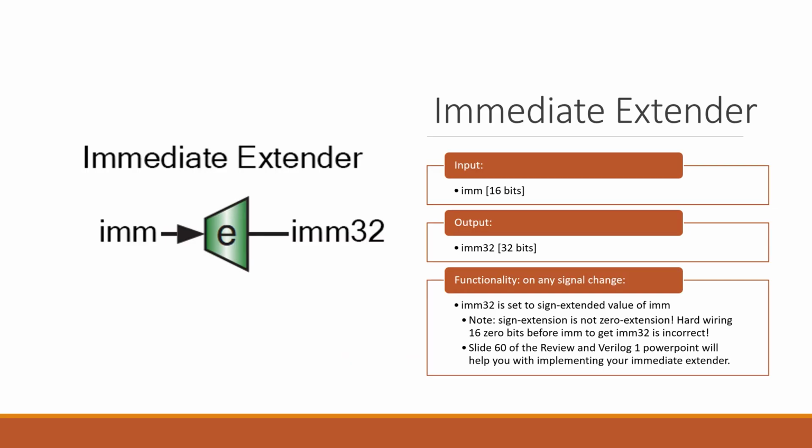Our next module will be our immediate extender. This will take an input of the 16-bit immediate from our instruction, and it'll output a 32-bit immediate, IMM32. The functionality of this module will be that on any signal change, IMM32 is set to the sign extended value of IMM. Note that sign extension is not 0 extension. Hardwiring 16 0 bits before IMM to get IMM32 is incorrect. Slide 60 of the Review in Verilog 1 PowerPoint will help you with implementing your immediate extender.